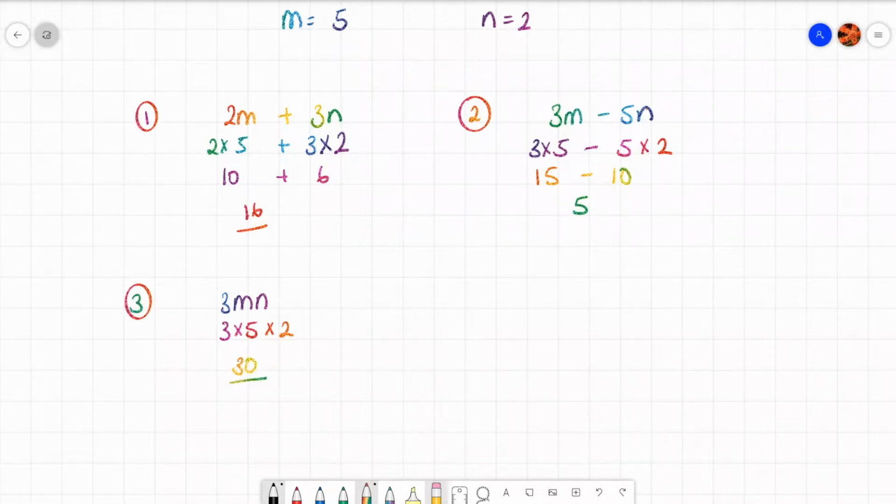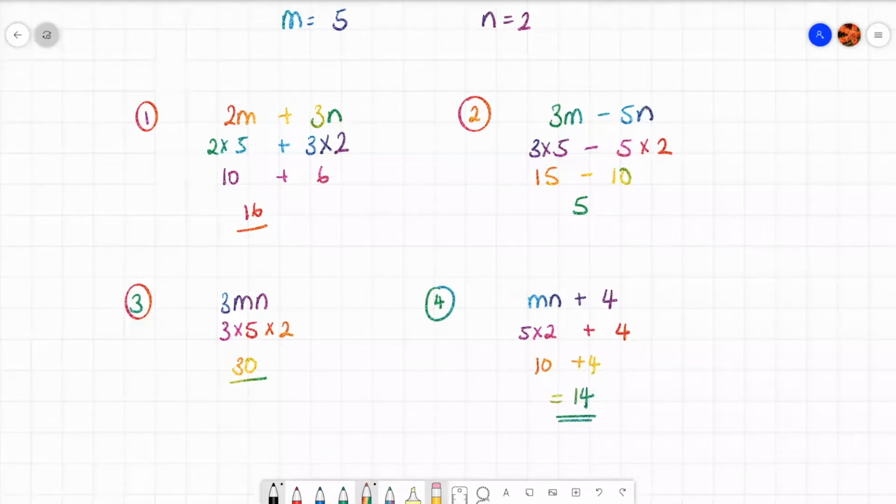What if you had something like this? We're just going to do lots of different examples that you could have. mn plus 4. Okay, so m is 5 and n is 2, but mn means m times n. So you're going to do 5 times 2, add 4. What I would say here is that you need to remember BIDMAS, or order of operation, should I say. Remember, you multiply before you add. So that's the order that I'm going to do this in. 5 times 2 is 10. 10 add 4 is 14. Okay.